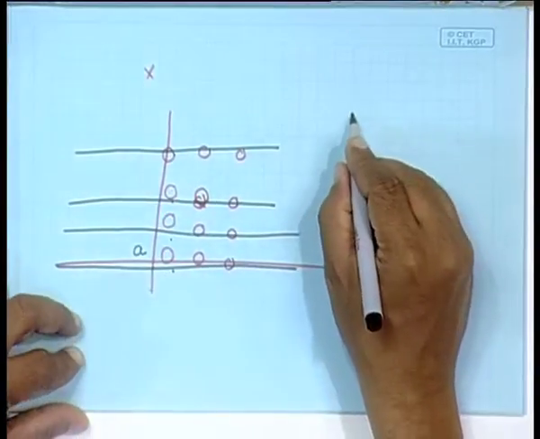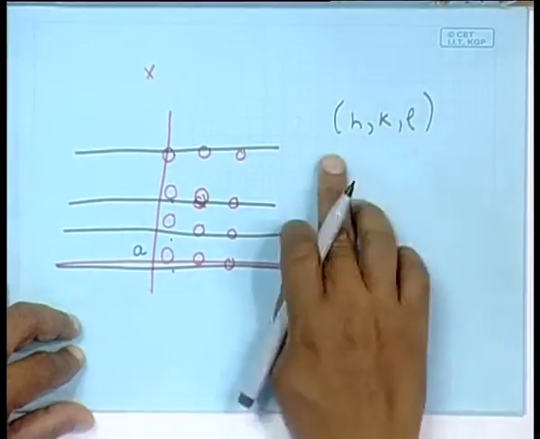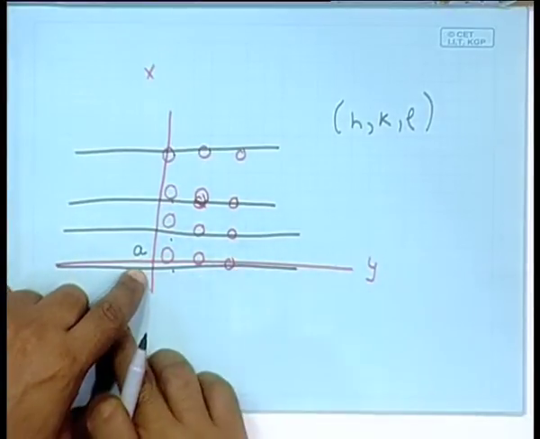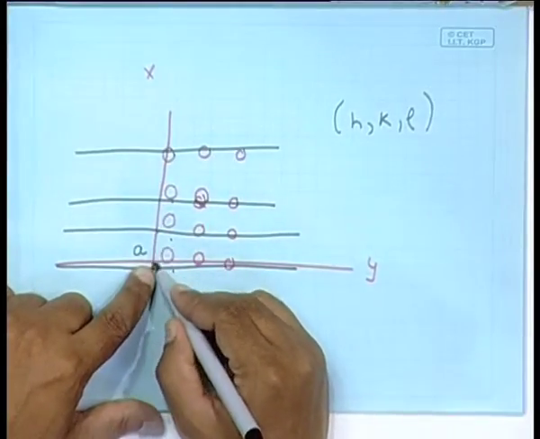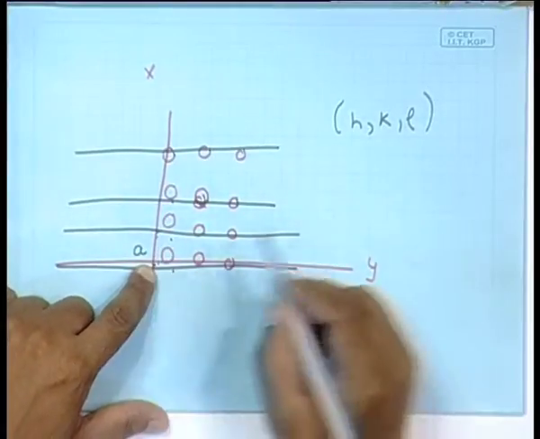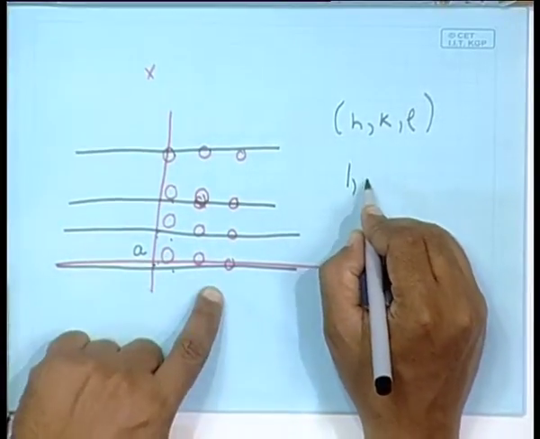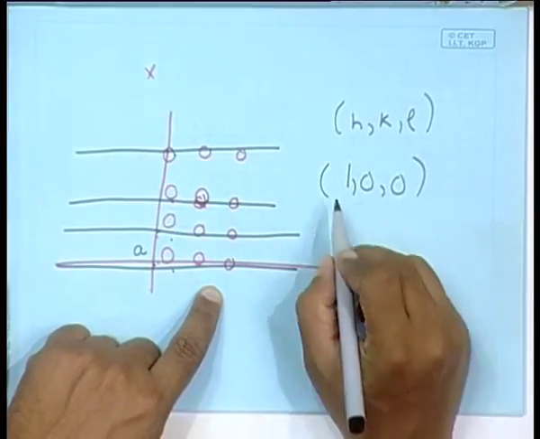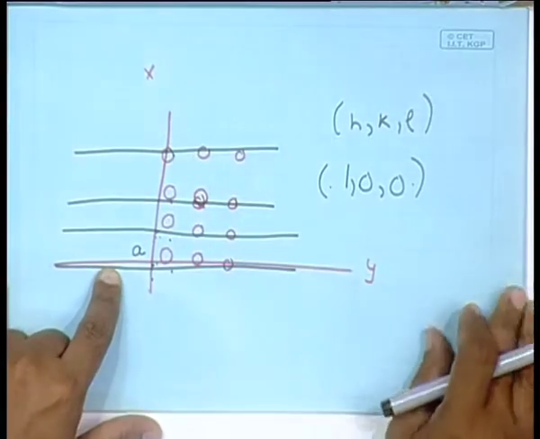So, h, k and l refer to the intercepts of these planes with the x, y and z axis. The distance between the intersections of these planes and the x axis here is 1. The planes never intersect the y axis or the z axis. So, h, k, l equal to 1, 0, 0 label this set of planes.